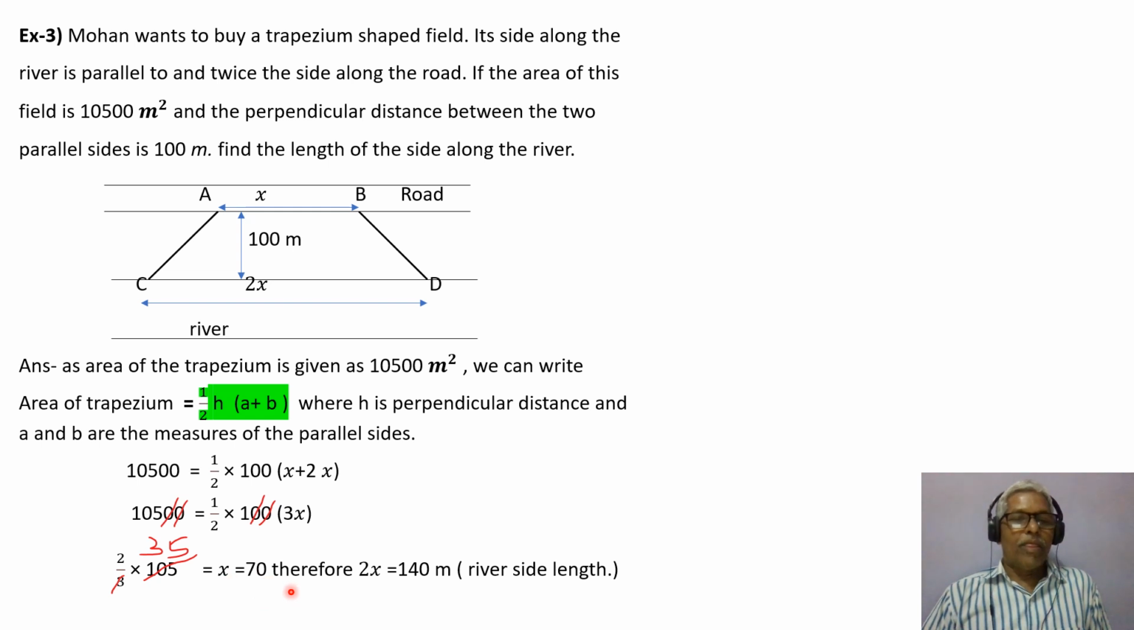Very easy. But we have to calculate the length of the side along the river. That is 2x. You have to give the proper answer. Therefore, 2x equals 140 meters, the river side length. Okay, this you must write. That is why what is given and what is asked and proper answering is important. Okay, so this is that.